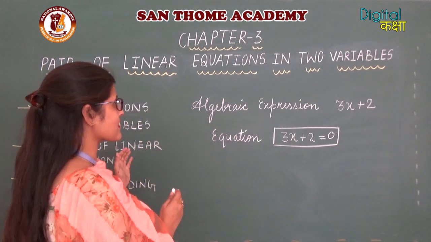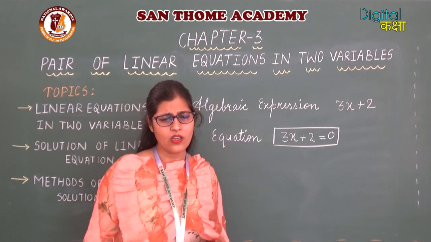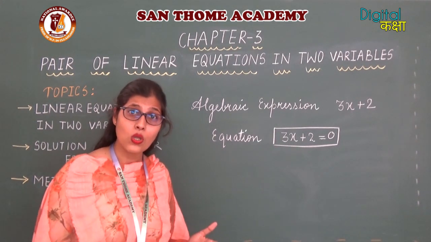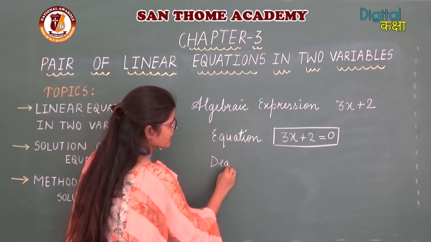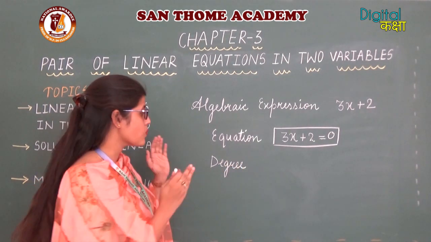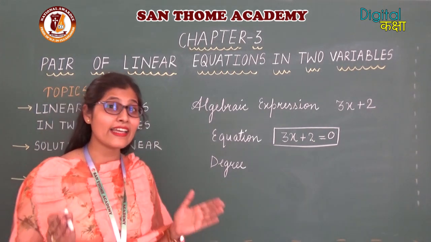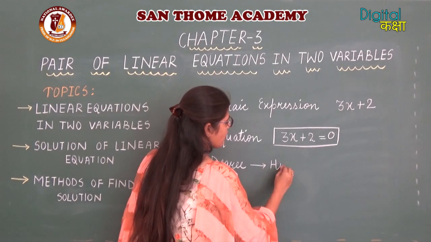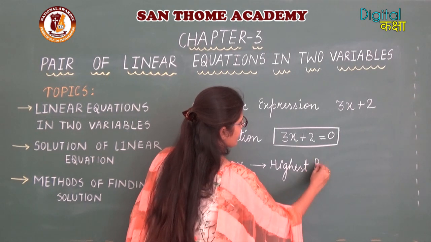Now again let us read the heading. It is the pair of linear equation. Before coming to linear equation, we must know what is the degree. This also you have learned previously in the last class. That is what is a degree. You all must be knowing. Degree means highest power. What we call degree? Highest power.